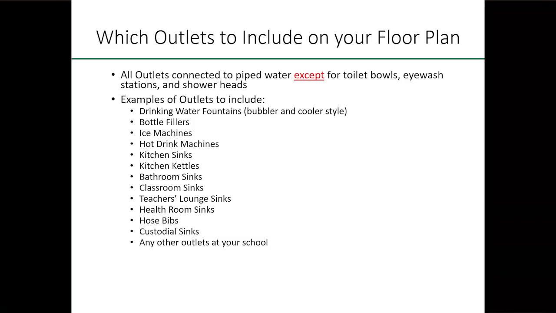When marking your school's outlets on the floor plan, please include all outlets connected to school piped water except for toilet bowls, eye wash stations, and shower heads. Examples of outlets include, but are not limited to, drinking water fountains, bottle filler units, ice machines, hot drink machines, kitchen kettles, sinks in kitchens, bathrooms, classrooms, teachers' lounges, and health rooms, hose bibs, and custodial sinks.